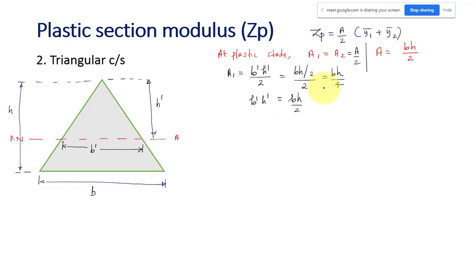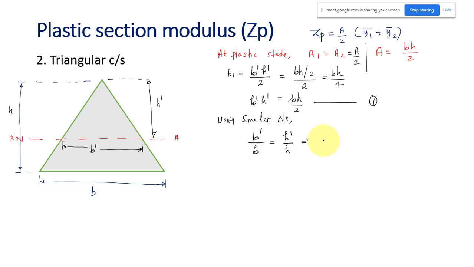So you can get this relation from this equation. Let us take this as equation number 1. Now you need one more equation to get the relation between B, B dash and H dash. So now we can use the similar triangle. Using the similar triangle, you can write B dash by B is equal to H dash by H.